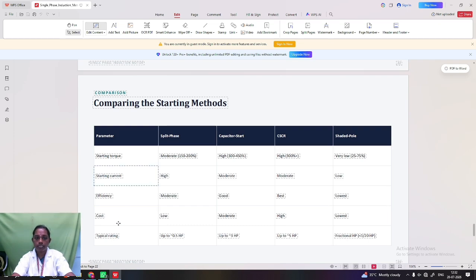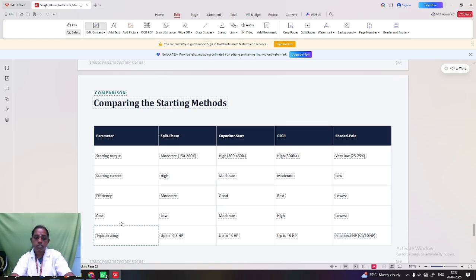This table gives the comparison of the starting methods, which we have already discussed, but the rating of the motor is given here. Split phase is rated up to 5.5 horsepower. Capacitor start is preferred up to 3 horsepower. Capacitor start, capacitor run is preferred up to 5 horsepower. Shaded pole is only fractional horsepower. Already we know it is preferred for low power applications.